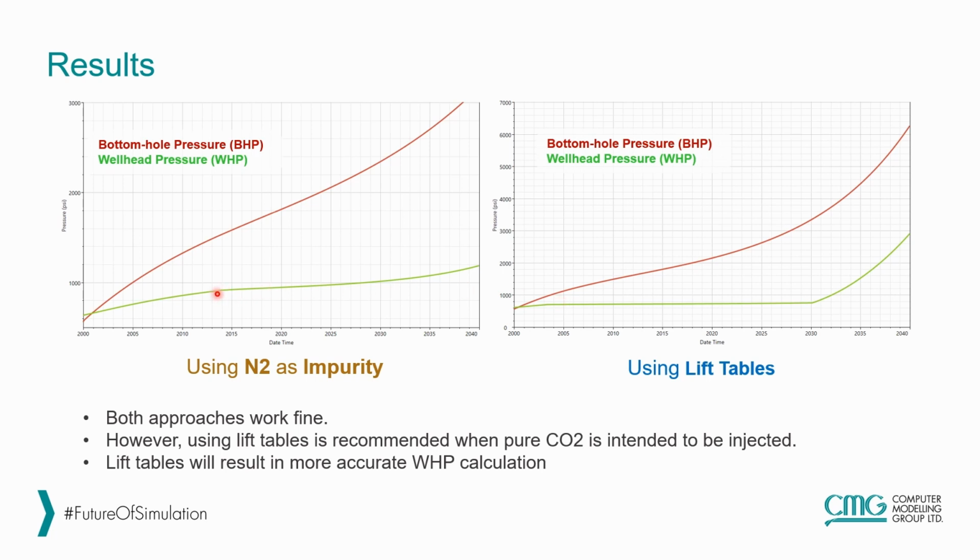Whereas in the impurity case, because we are creating a bigger two-phase region, during the two-phase region, the wellhead pressure is increasing.